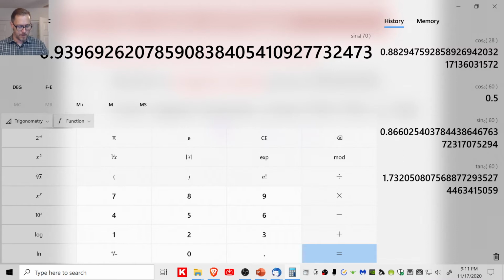All right. Let me try this also and make sure my calculator does it. So on your calculator, you'd hit 70. Then you'd hit sine. Bam. There it is. So 0.94 basically. Okay.